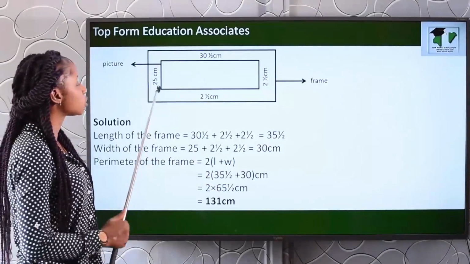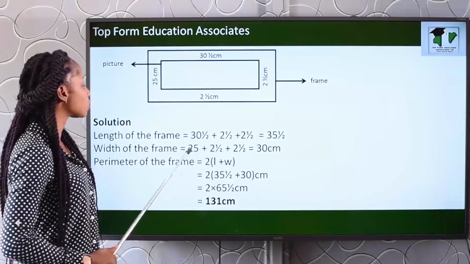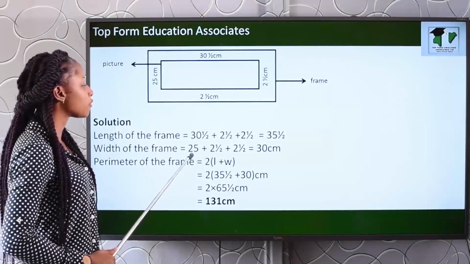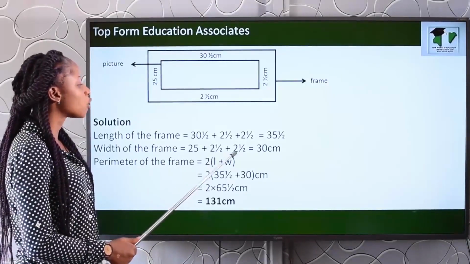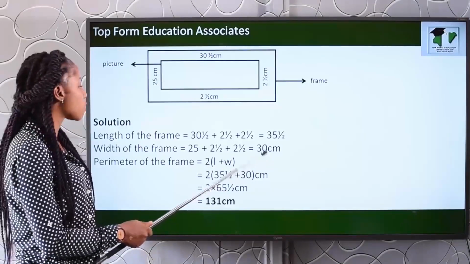Remember, this is the width, and this is the length. So we do the same thing. We add all this up. Now, 25 plus 2.5 plus 2.5 will give us 30 centimeters.